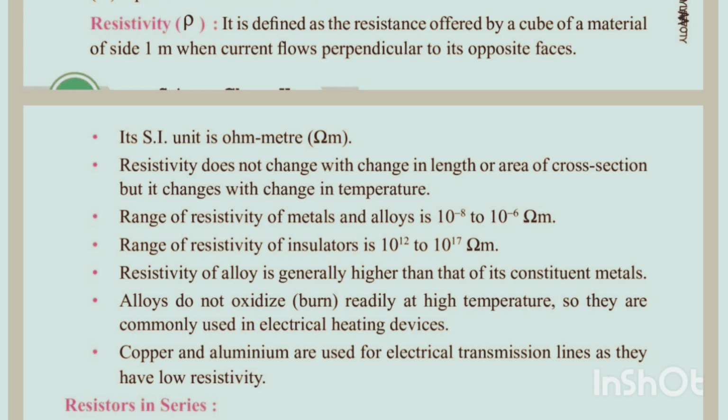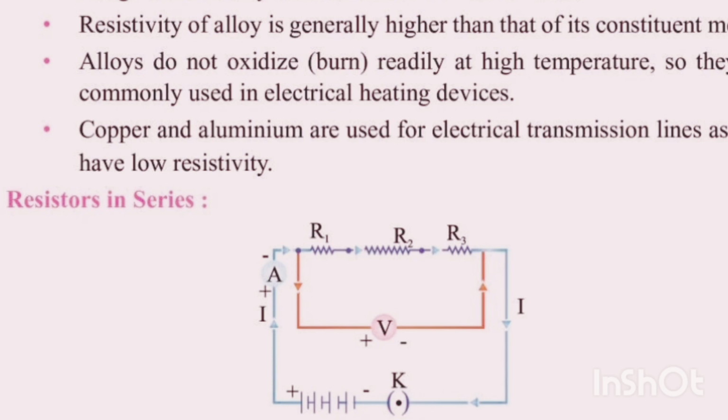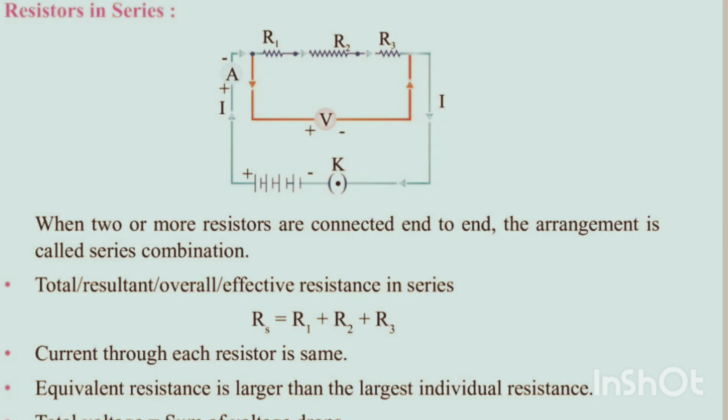So next we have resistance in series. What is resistance in series? You can see a picture here. We have the resistors in the form of a series, that is R1, R2 and R3 are in a single line. You can find an ammeter there, a voltmeter is there, a key is there, and then current I is flowing. Everything you can see in the diagram.